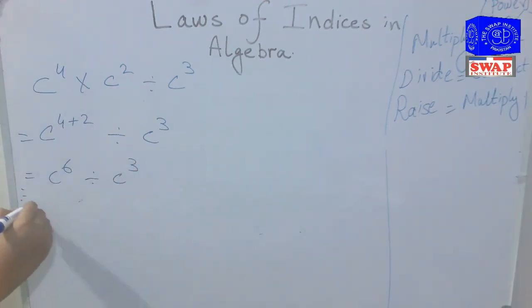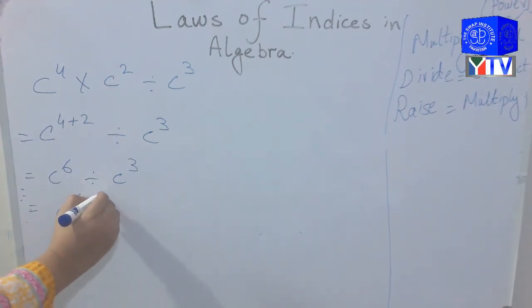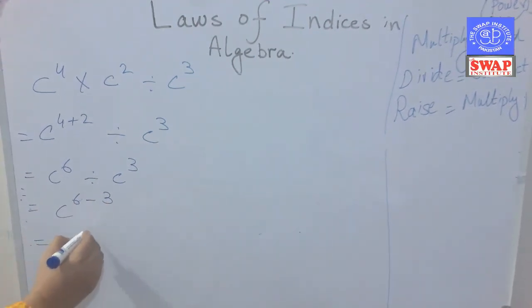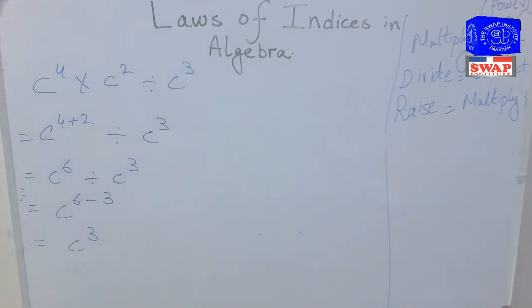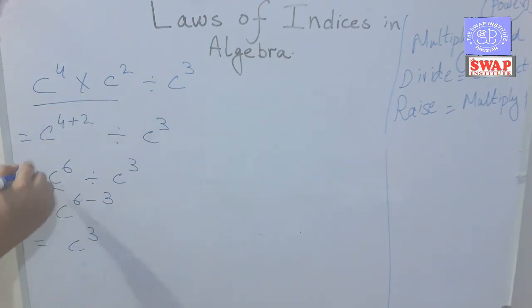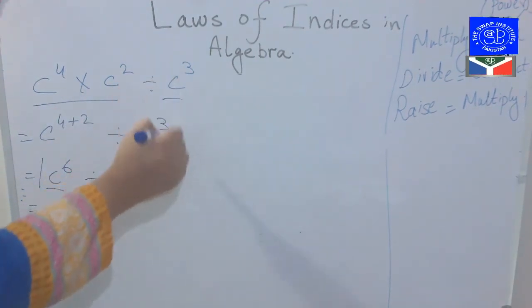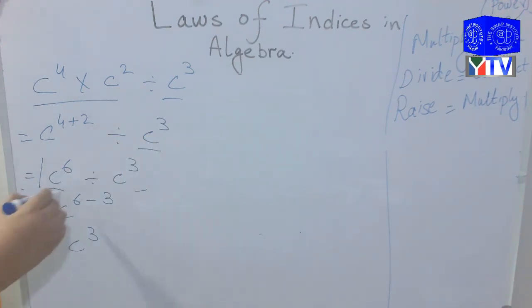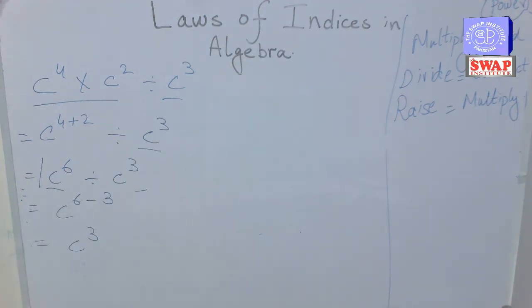In division, what do we do? We subtract the power. c raised to 6 minus 3. So it will be c raised to power 3. So you see, it doesn't matter whether you have to apply 1 law or 2 or 3, it's the same. You just have to choose which rule you are going to do first. Like in this question, I did the first law, multiply indices. I solved this, and then when I got this answer, I chose the second law, the law of dividing indices. So I solved that. So it is very easy to do.